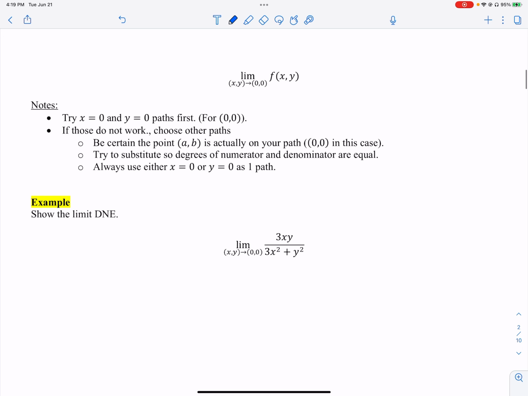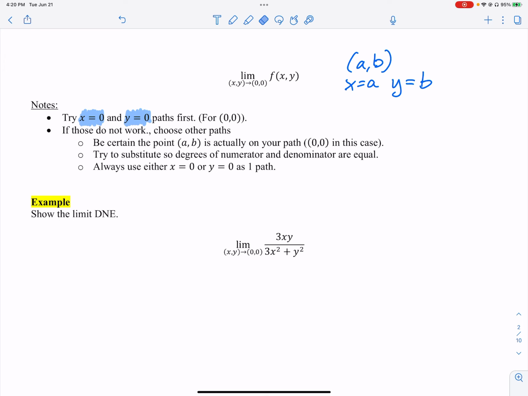Let's make a few notes here for yourself on how to try these. I wrote just a general limit up there. If we're going to 0, 0, we always try x equals 0 and y equals 0 first. If the point's different, like if this is an a, b, and I mentioned this above, then it would be x equals a or y equals b first. Most of your problems are probably going to be 0, 0, but we'd want to try that first to see what happens with that. If those do not work, we have to choose other paths. Sorry for the typo there.